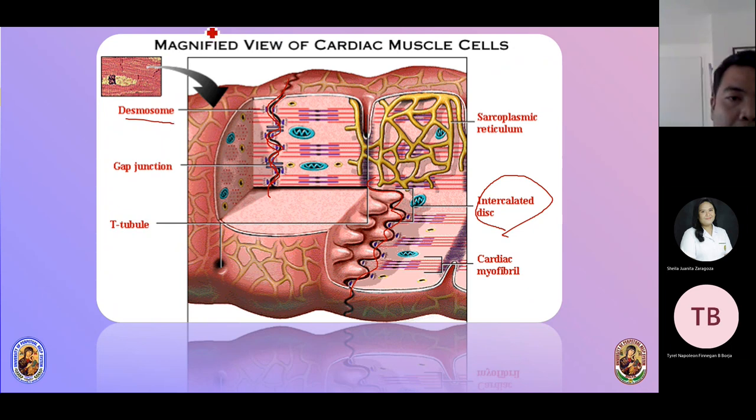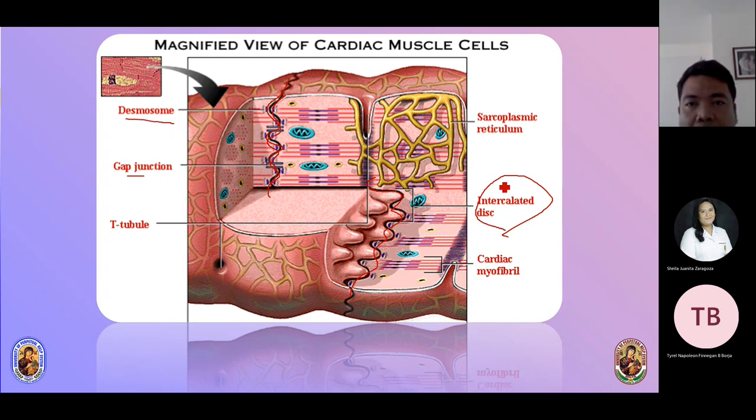Our gap junctions, these are electrical junctions that are very important for the rapid spread of action potentials in the myocardium. Kayo ng physiology, kaya dapat alam nyo na, may idea na kayo what is an action potential. Because of the gap junction, action potentials rapidly spread from one myocardial cell to another myocardial cell.